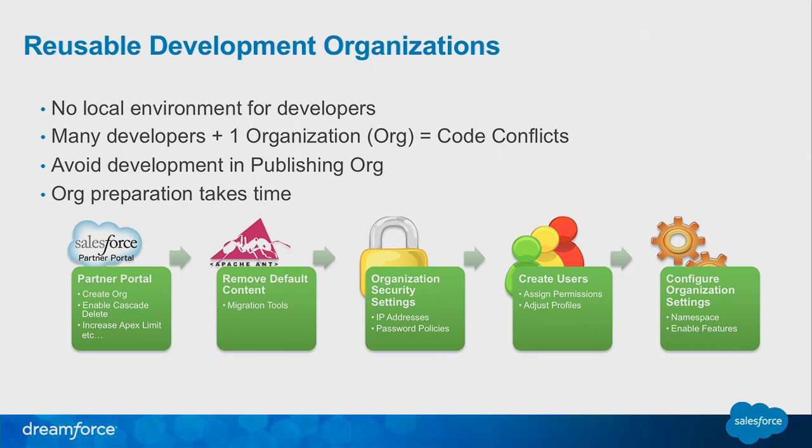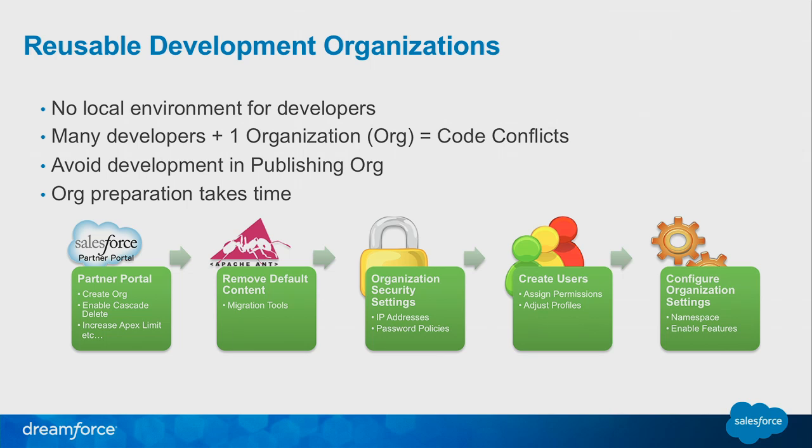So we have our partner portal where we raise the case to get the org created, which can take a bit of time. Once the org is created, we have to make some further requests on the partner portal. So for us, we have to request the enable cascade delete feature. Then once we have our org, the org doesn't contain anything, so we need to push our code into the org.